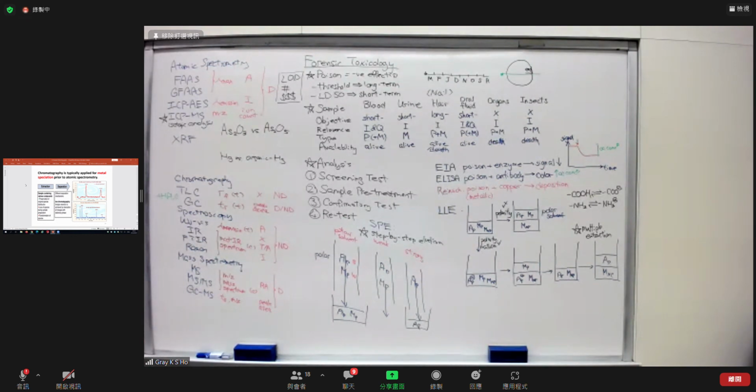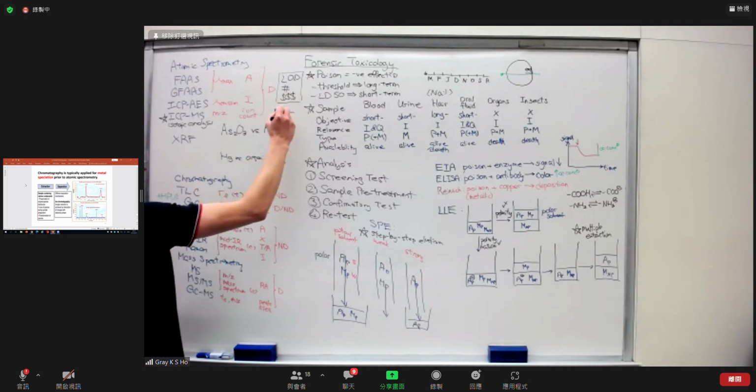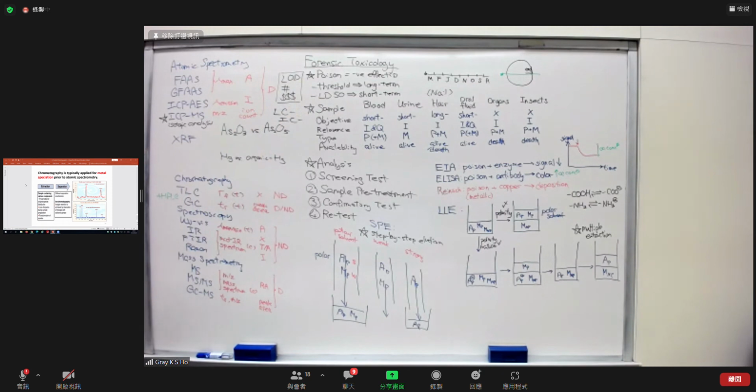Therefore, in order to make a speciation, normally we couple LC or IC to the atomic spectrometry. The most sensitive one will be LC-ICP-MS or even IC-ICP-MS. We make use of those separation techniques to separate the species in different time and space, so that we can measure them individually with the atomic spectrometry.